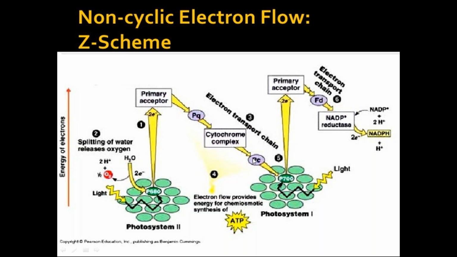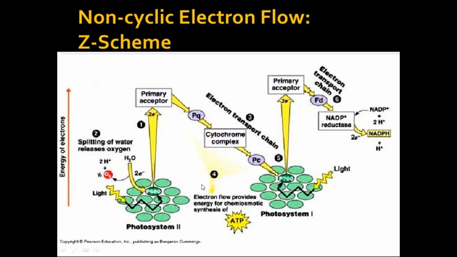Then what is the process of non-cyclic photophosphorylation? In non-cyclic photophosphorylation, photosystem 2 and photosystem 1 both are involved. First of all, let's see the diagram. It is photosystem 2. Photosystem 2 has the reaction center P680. Light energy falls on this P680. Electrons get excited and these electrons are accepted by the primary acceptor. From the primary acceptor, electrons are transferred to plastoquinone. From plastoquinone, to the cytochrome complex, then plastocyanin and P700.